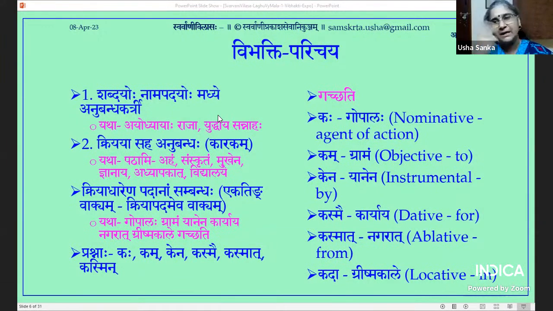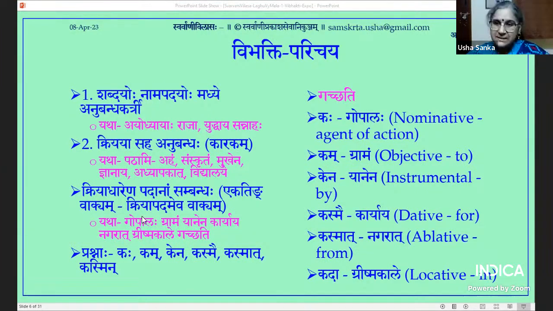Why is it called tin? It's a very technical aspect, and I'm not explaining it, but just understand it's a verb. Tin means the one which has a verbal pratyaya, a verbal termination, and that is called a sentence. So let us see one more sentence of the same kind: Gopalaha gramam yanena karyaya nagarat grishmakale gachati.